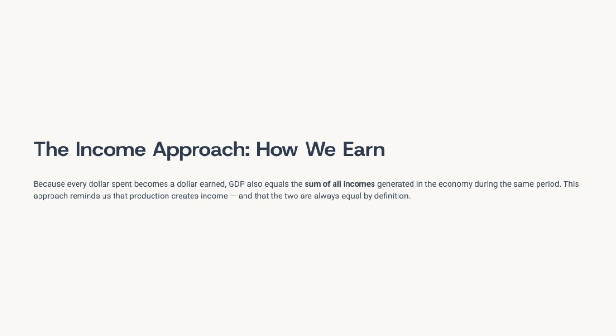This is called the income approach, and it helps us see how we earn money from the goods and services we produce. By understanding this, we gain a clearer picture of the overall economic activity and the flow of income within the economy. It ties back to our overall theme, that production and income are interconnected and essential to measuring economic health.